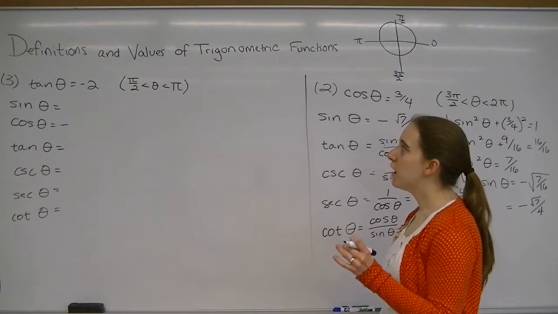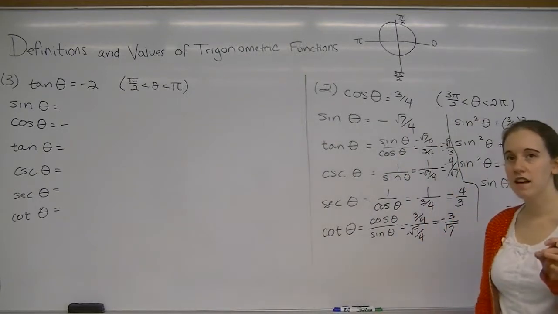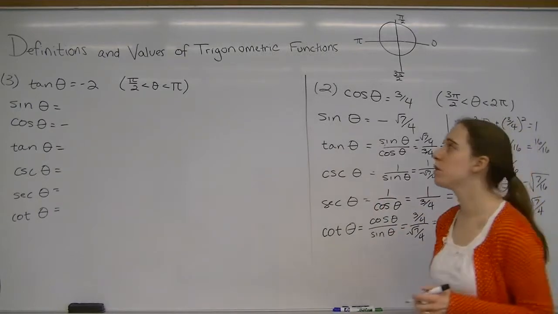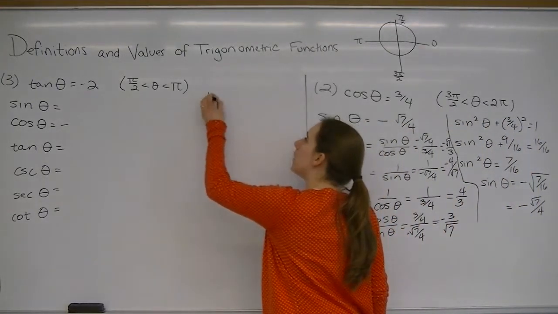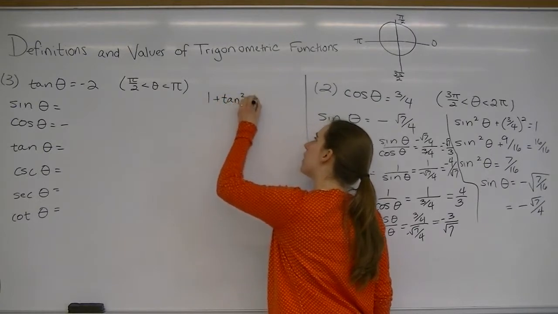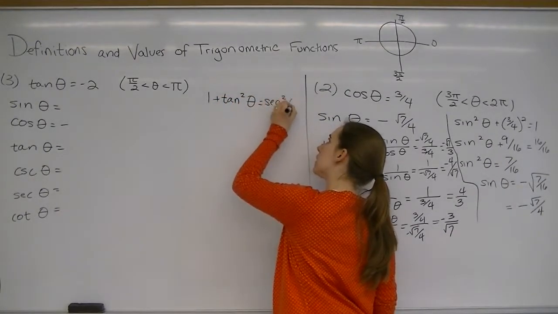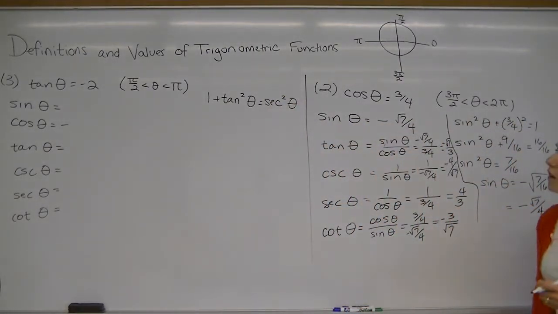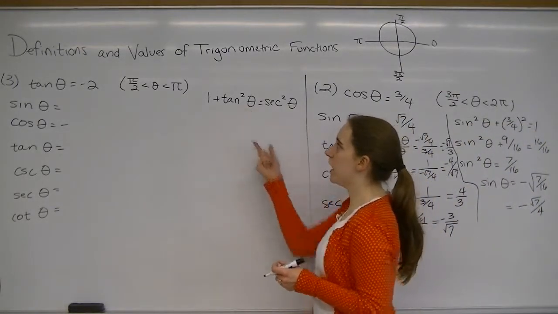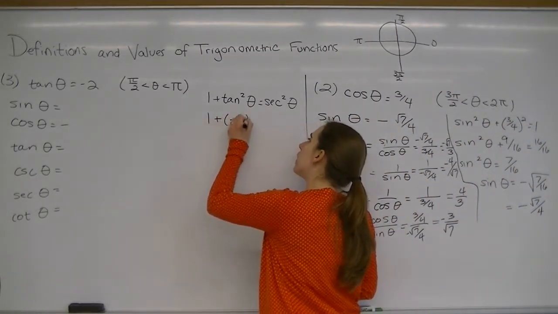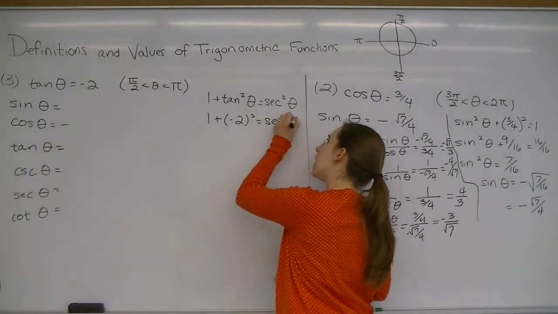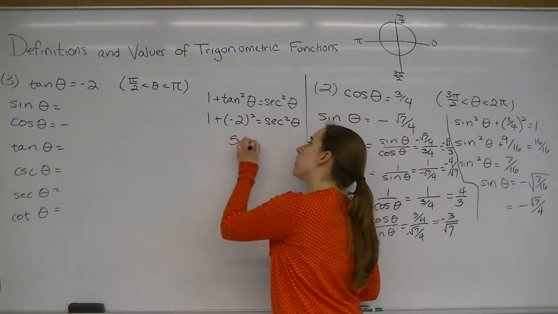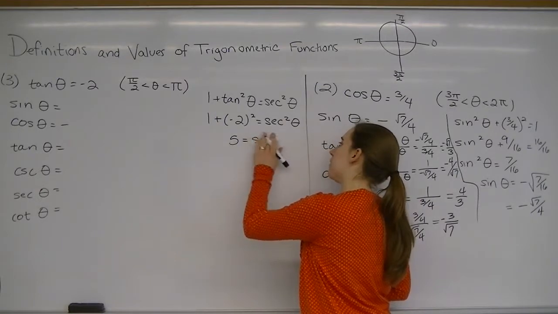So, first of all, I have a second Pythagorean identity that happens when I take the one we were using before and divide through by cosine squared. We get 1 plus tangent squared of theta is equal to secant squared of theta. But I know tangent, it's -2, so I can put that in there. And I'll get secant squared. So this is 1 plus 4, so I get 5 for secant squared.